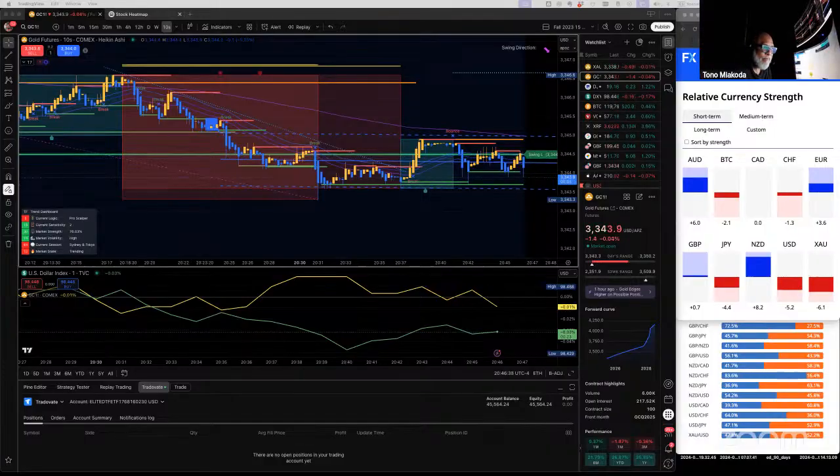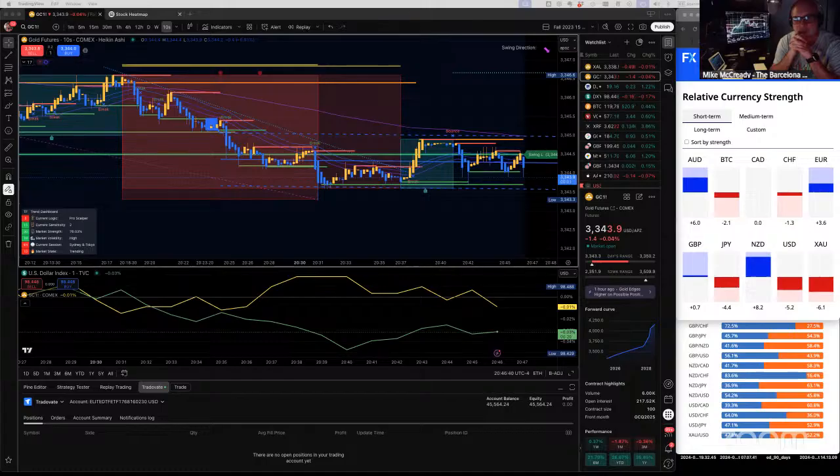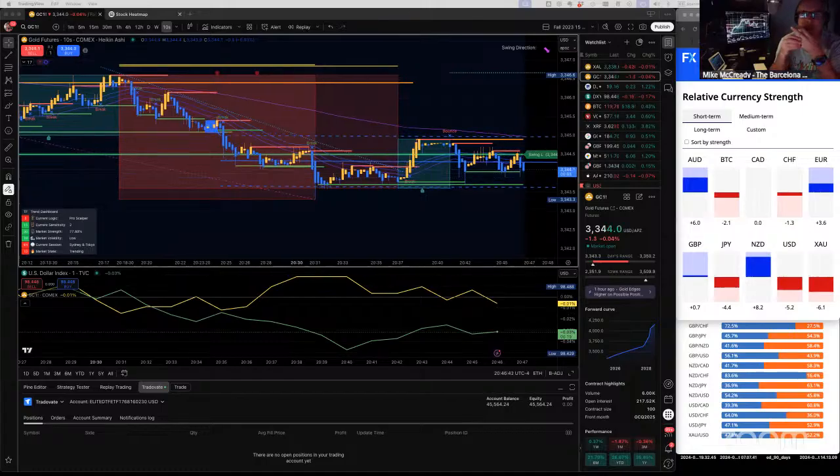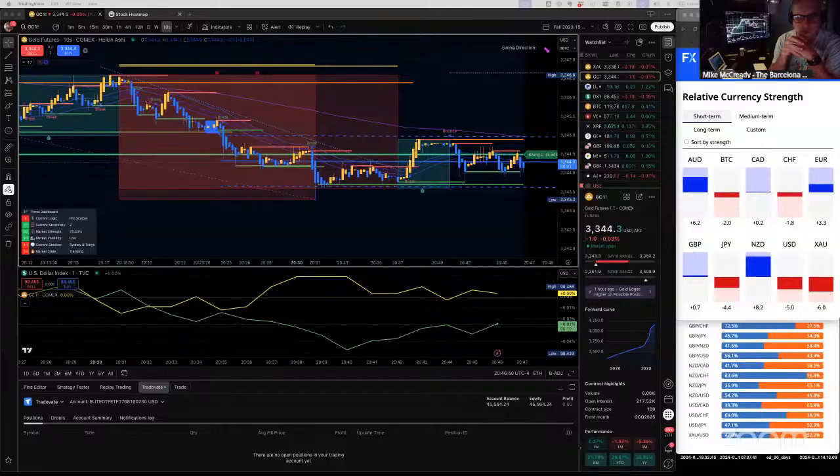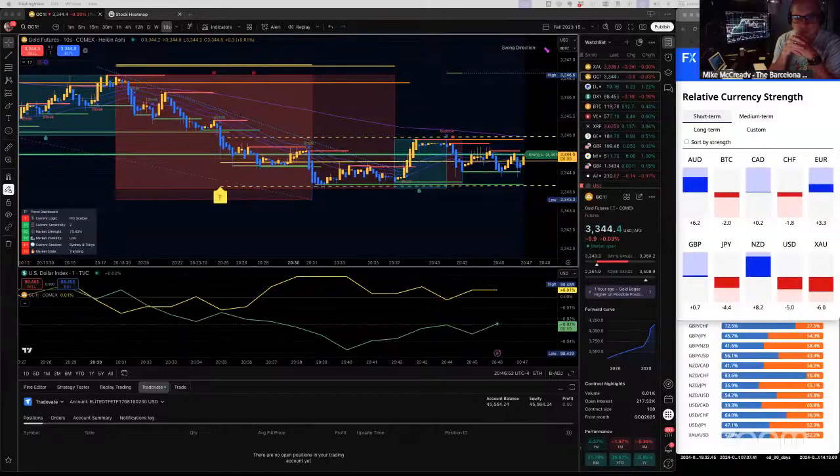Yep. Unless market structure is really tight, then use market structure. But if market structure isn't tight, as soon as it invalidates the move, I'm out. Otherwise, just try to get into the trade as the move is already confirmed and happening.